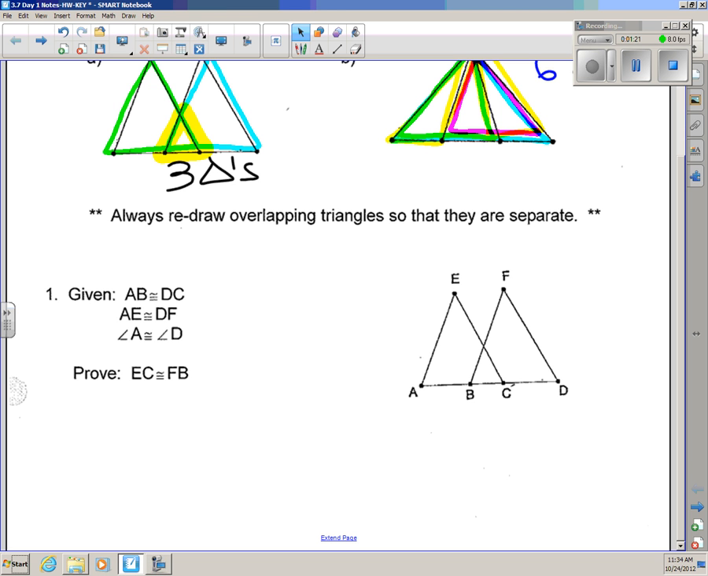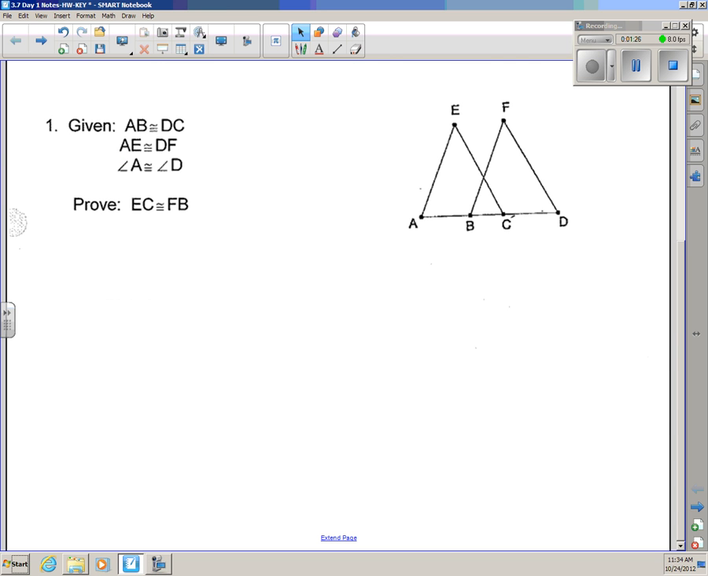So for this particular proof, we're looking to get EC and FB congruent. And EC happens to be right here, where FB happens to be right here. So then one can really only assume that they want this triangle proven congruent to this triangle. And then once those triangles are proven congruent, then by CPCTC, you get your proof statement. So let's see what we can do here. Alrighty.